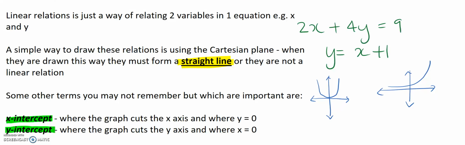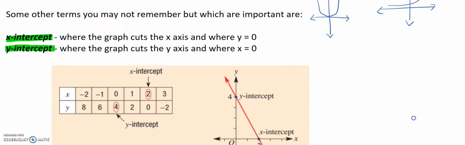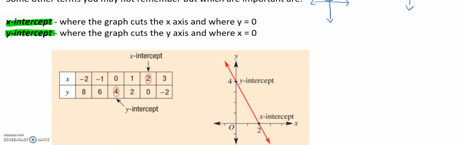Now, if you have a look at the graph at the bottom, it says x-intercept where the graph cuts the x-axis. Wherever the graph cuts the x-axis, so this is our x-axis over here. If you look at the red line, this is where the graph cuts the x-axis. So that would be our x-intercept.